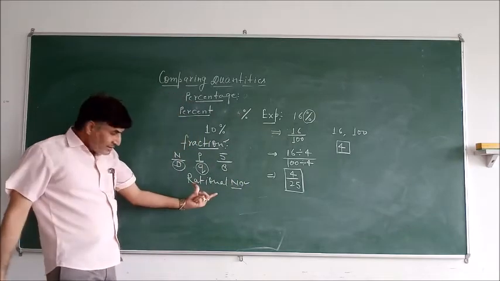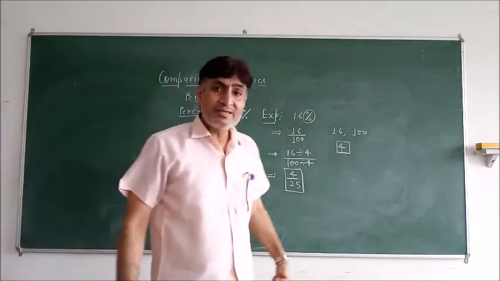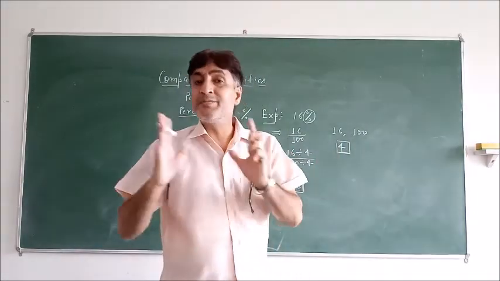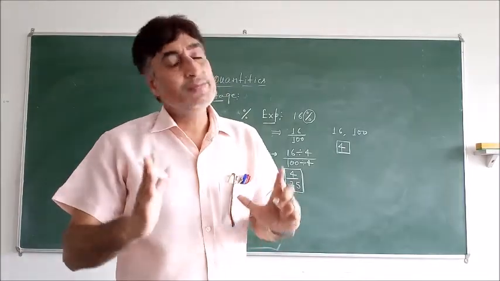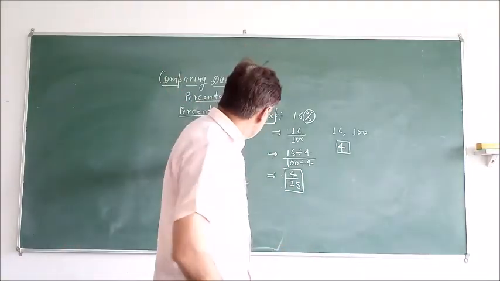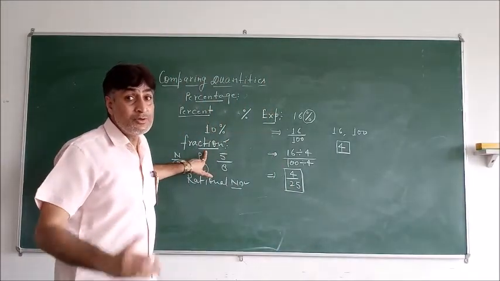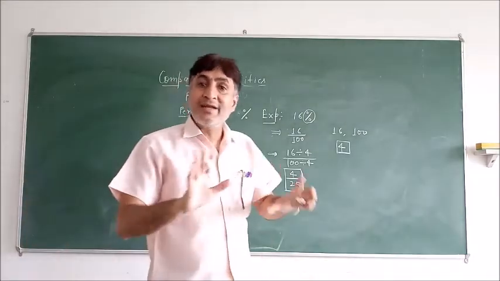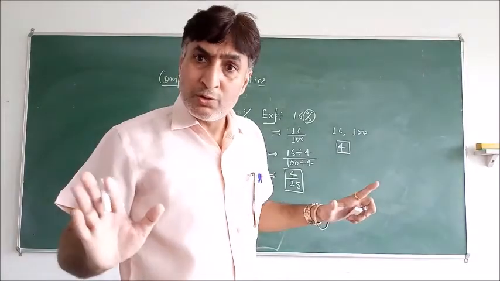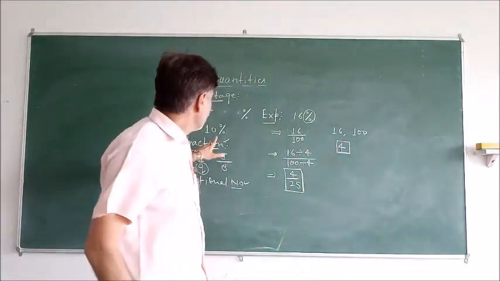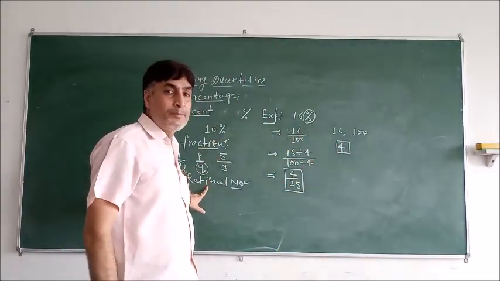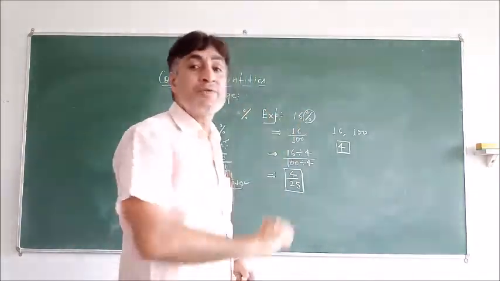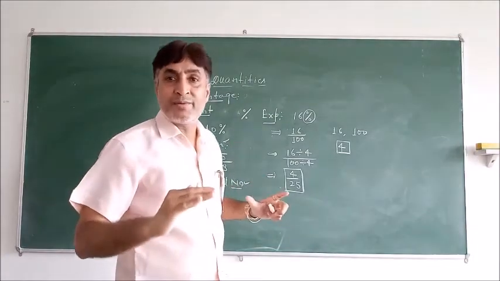As far as this rational number is concerned, a rational number may be positive, negative, or 0. But a fraction, which refers to part of something, and we know that part of something can never be negative. So every fraction is a rational number, but every rational number may or may not be a fraction. We have to check that number.